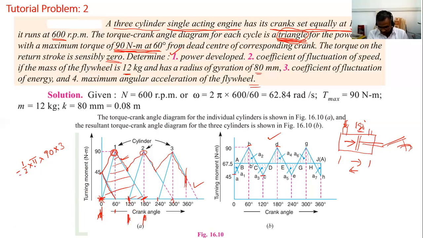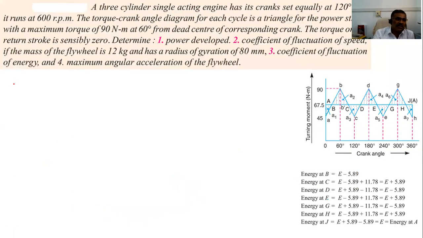Okay. So now, the work done per cycle, 360 degree, is equal to three cylinders, three multiplied by half into pi into 90. This will give the work done. How much? What is the value? It is 424 Newton meter. This is the work done.